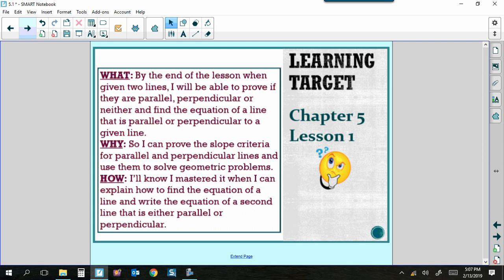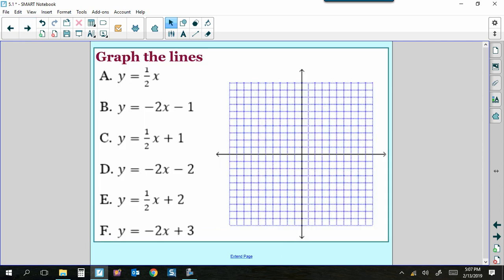So go ahead and take out some colors and a straight edge, because what we're going to do next is graph all of these lines. We gave them to you in slope-intercept form, so this should be review for you guys. Slope-intercept form, remember, shows your slope, which is your rise over run, and your y-intercept, which of course crosses the y-axis.